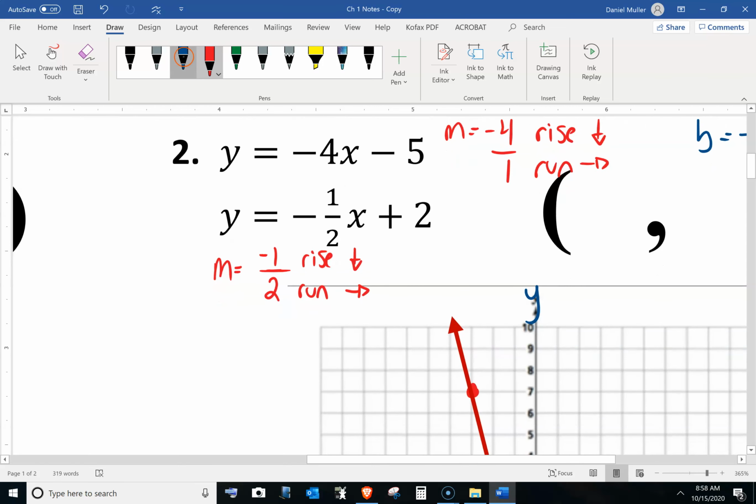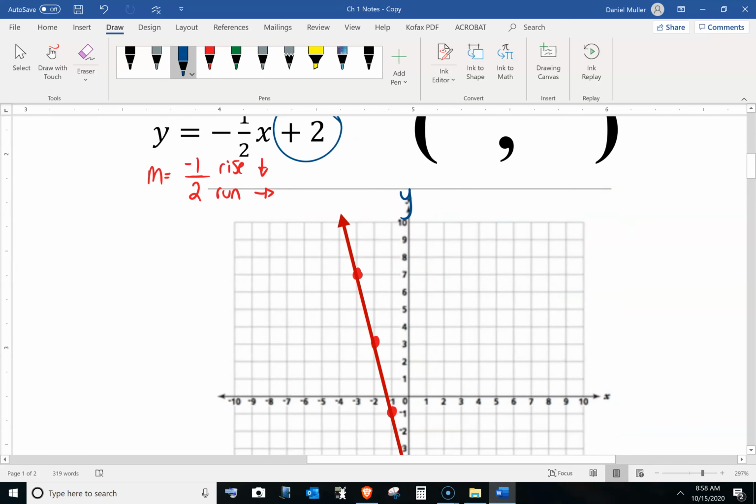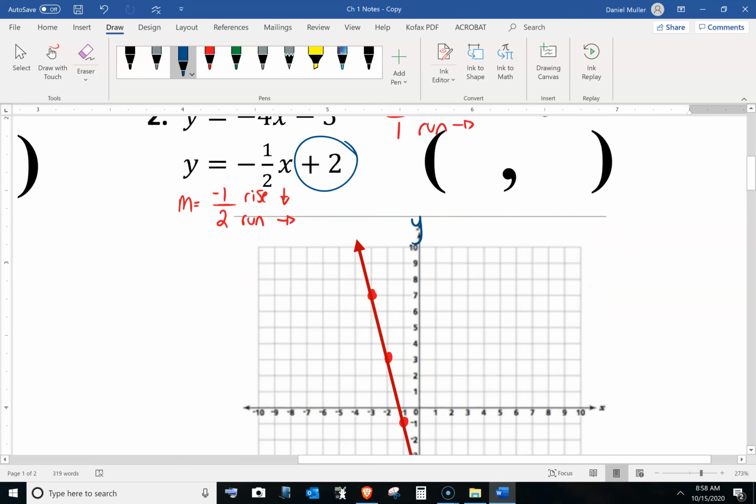And we have a starting spot of a positive 2. So on the y-axis, we'll cross at positive 2. So here's the y-axis. There's 2. And I will have a slope of down 1, 2 to the right. Down 1, 2 to the right, and again, down 1, 2 to the right.